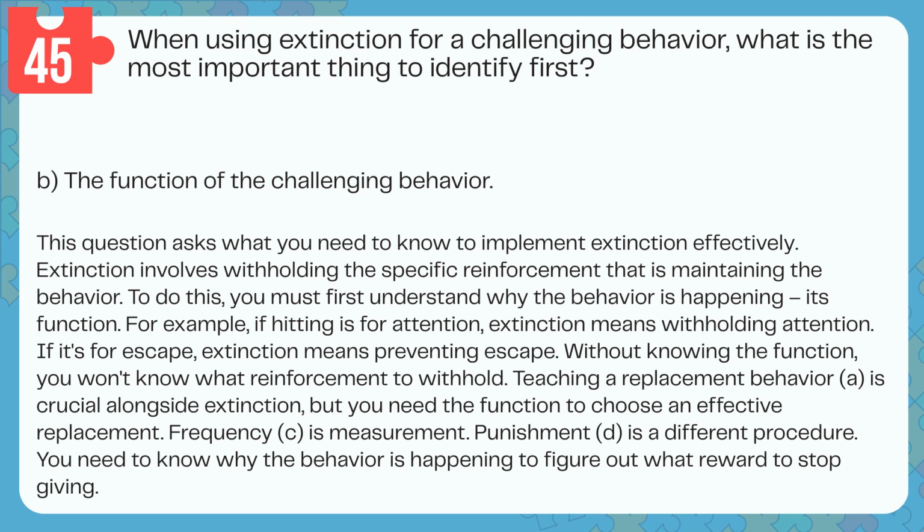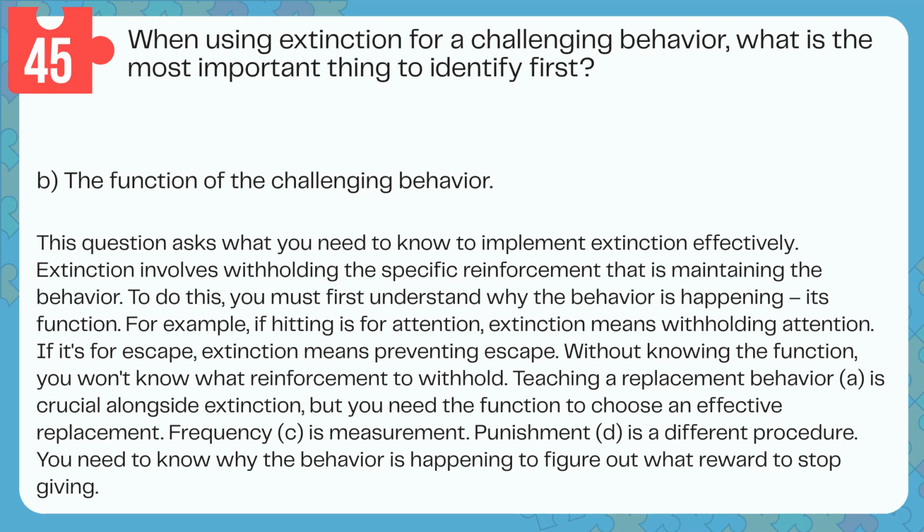Answer B, the function of the challenging behavior. This question asks what you need to know to implement extinction effectively. Extinction involves withholding the specific reinforcement that is maintaining the behavior. To do this, you must first understand why the behavior is happening, its function.